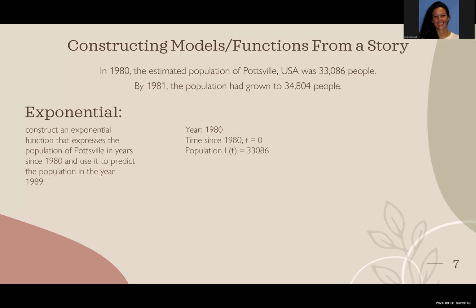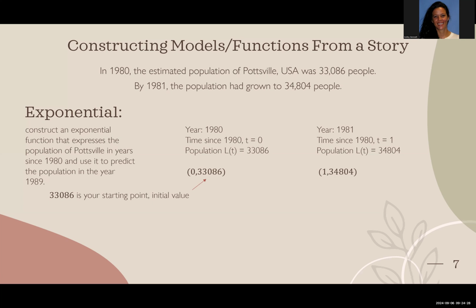So as before, the information hasn't changed. In 1980, time is 0 since we're counting since 1980 as our starting point, and our population starts off with 33,086 people. And then in 1981, the time is 1. It's been 1 year since 1980, and the population is now 34,804 people. So as points on our graph or on our growth, we have (0, 33,086) and (1, 34,804).